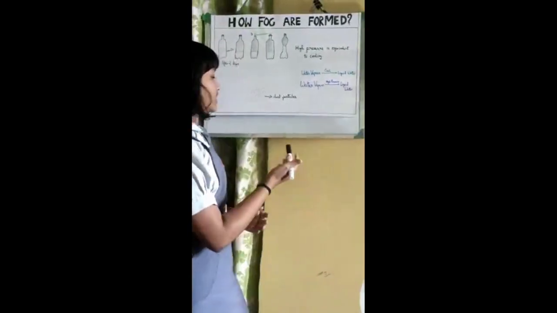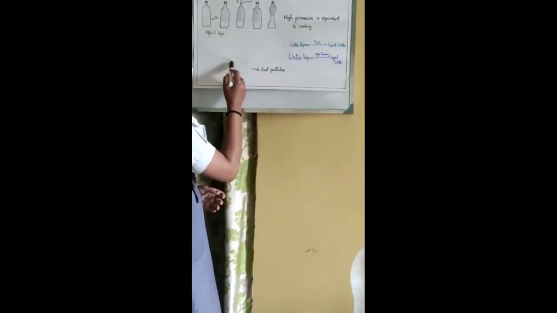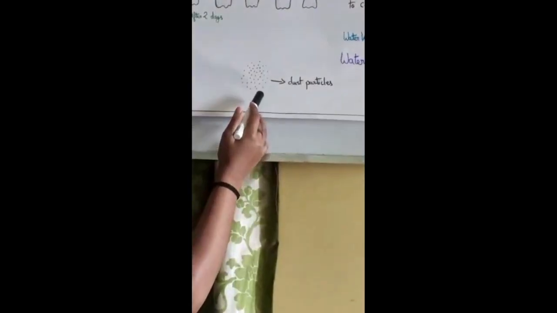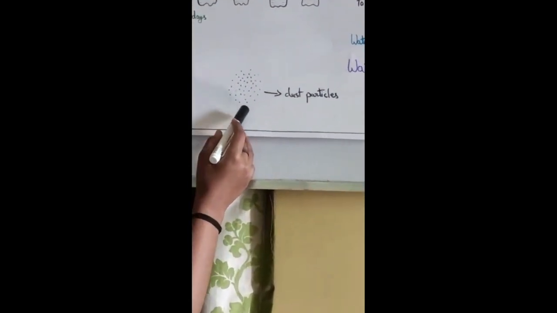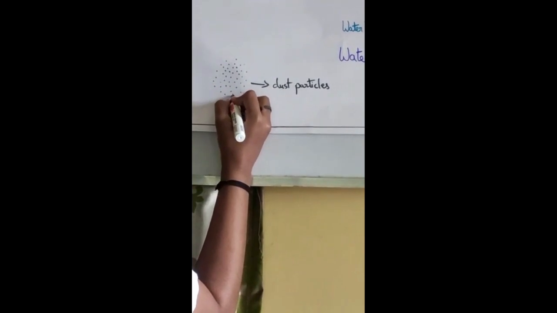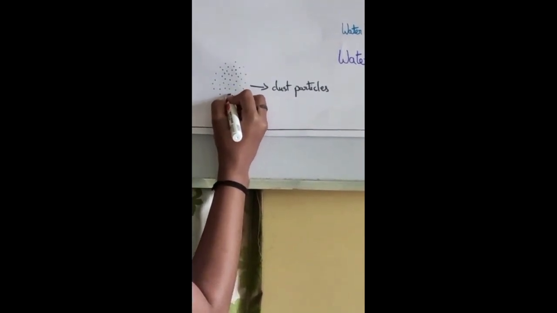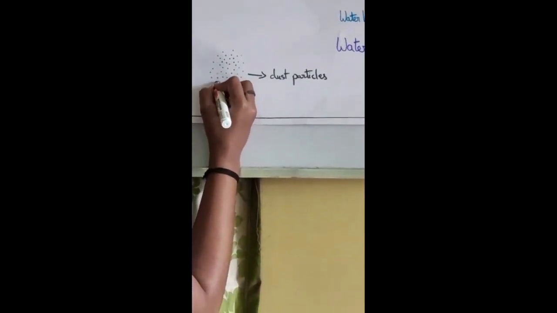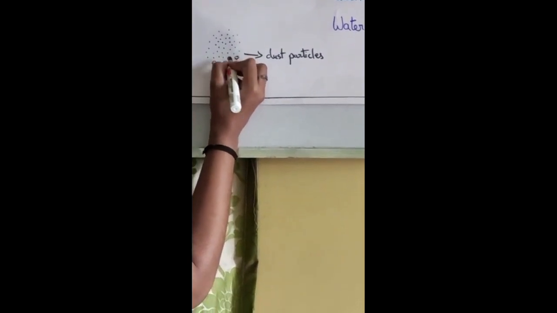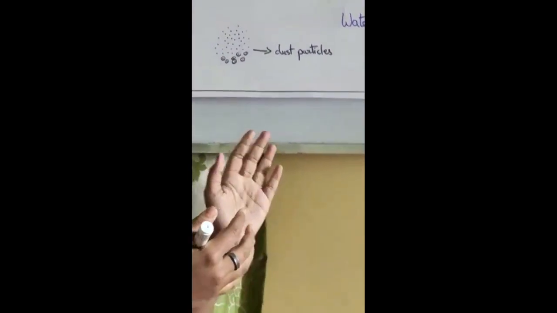We all know that there were so many dust particles, and when the many dust particles are surrounded with water vapor like this, and when we see it from the far, it looks like fog. Thank you.